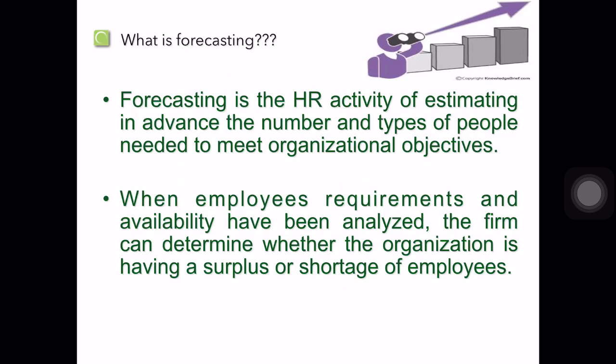So that when employees requirements and availability have been analysed, the firm can determine, the firm tu basically dia refer kepada human resource department, can determine whether the organisation ataupun the company itself is having a surplus number of employee ataupun shortage number of employee. That simple as that. That's why lah kita perlu tengok supply and demand ni. Kita nak tengok projection dia sama ada company ni terlebih pekerja ataupun terkurang pekerja.